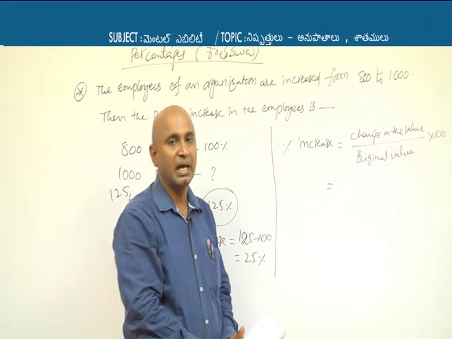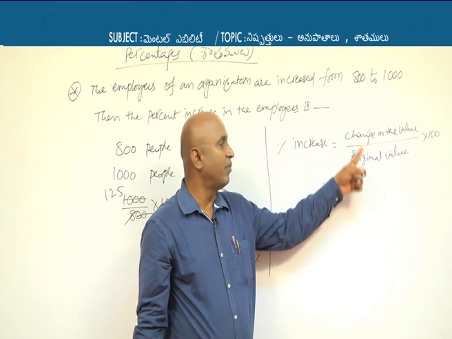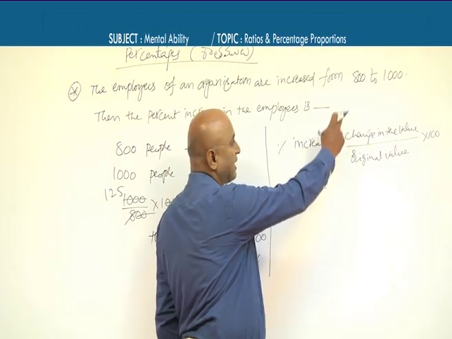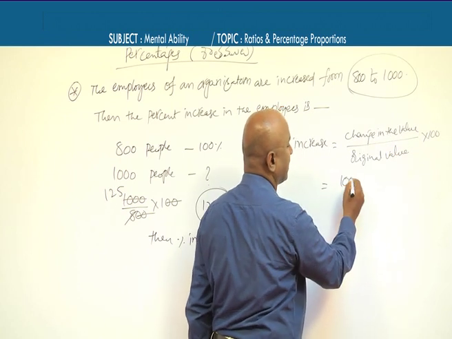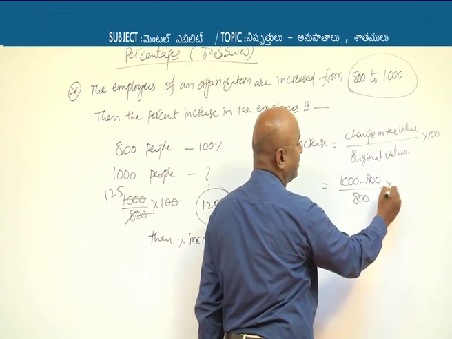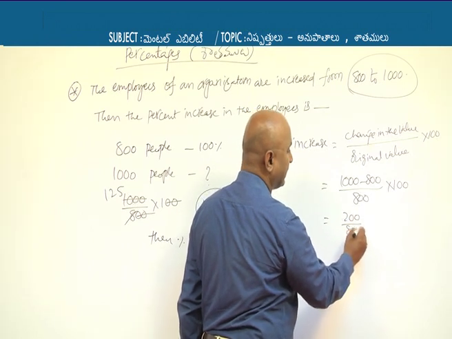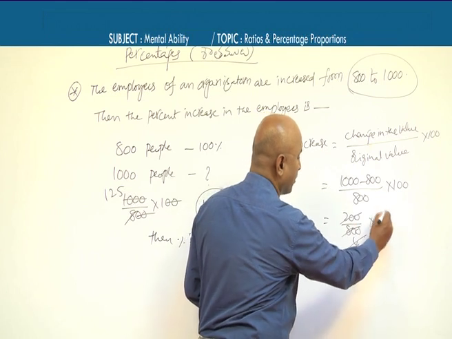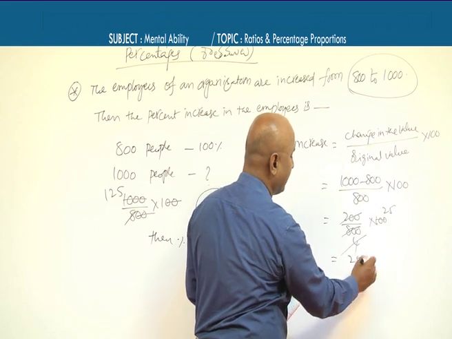శాతంలో పెరుగుదల లేదా తగ్గుదల ఈక్వల్ టు విలువలలో వ్యత్యాసము బై మొదటి విలువ ఇంటూ 100. The change in the value is from 800 to 1000, that is 1000 minus 800 by original value, 800, into 100, that is equal to 200 by 800 into 100. 200 ones, 200 fours, 4 ones, 4 25s. So percent increase is equal to 25%.